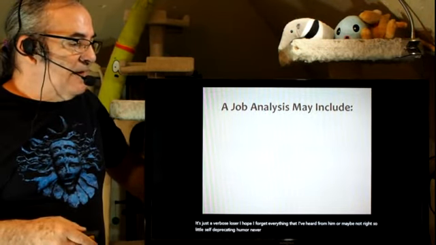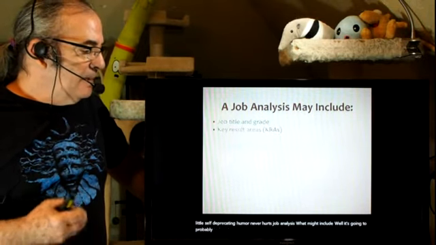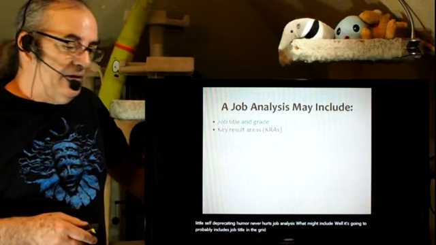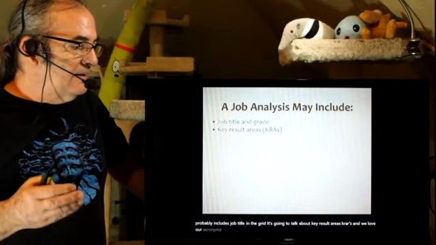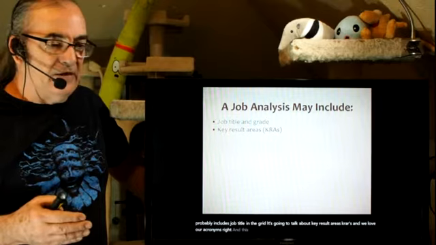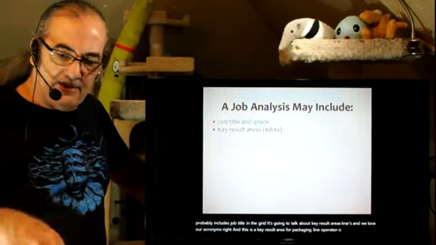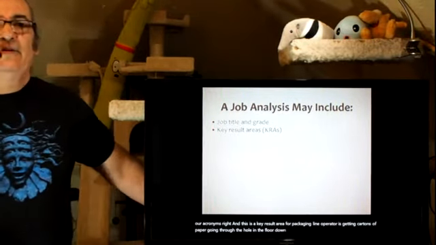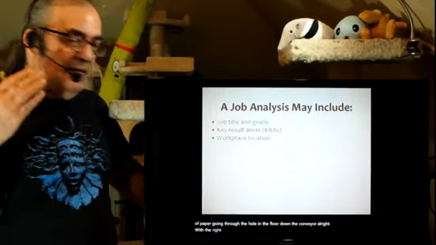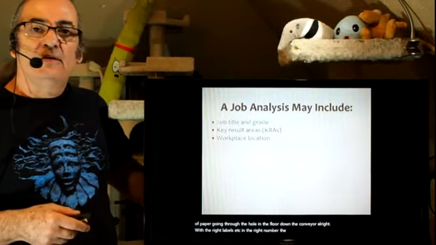Job analysis, what might it include? Well, it's going to probably include the job title and the grade. It's going to talk about key result areas, KRAs, and we love our acronyms, right? And a key result area for a packaging line operator is getting cartons of paper going through the hole in the floor down the conveyor, all right, with the right labels, etc., and the right number. The workplace location might be critical to understanding this.